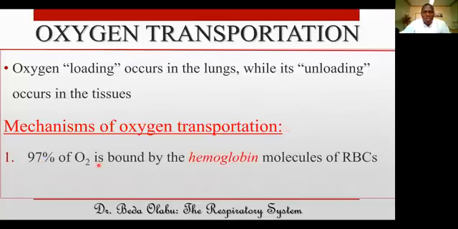97% of oxygen in blood is bound to the hemoglobin molecule. The hemoglobin molecule is within the red blood cells. So 97% of oxygen is bound to hemoglobin. It is transported by hemoglobin. One hemoglobin molecule usually carries 4 molecules of oxygen.